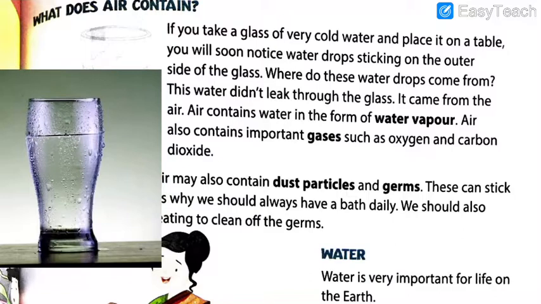So can you see, when you keep the chilled water in the room temperature, water droplets are formed on the outer layer of the glass. Now can you tell me the reason why is it so?